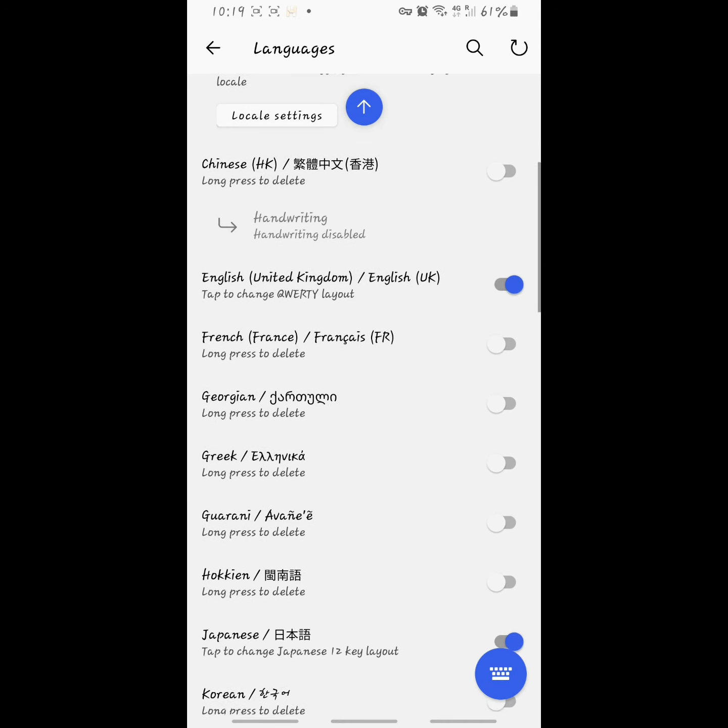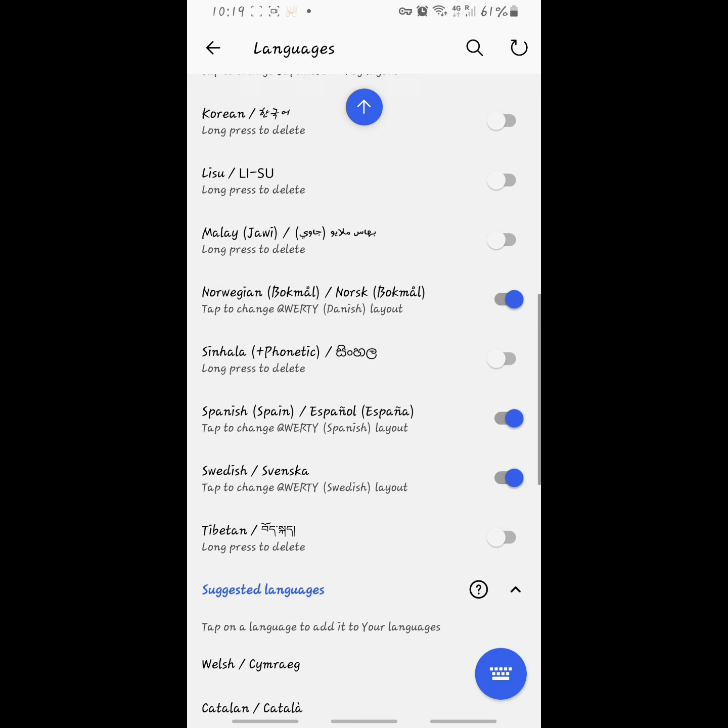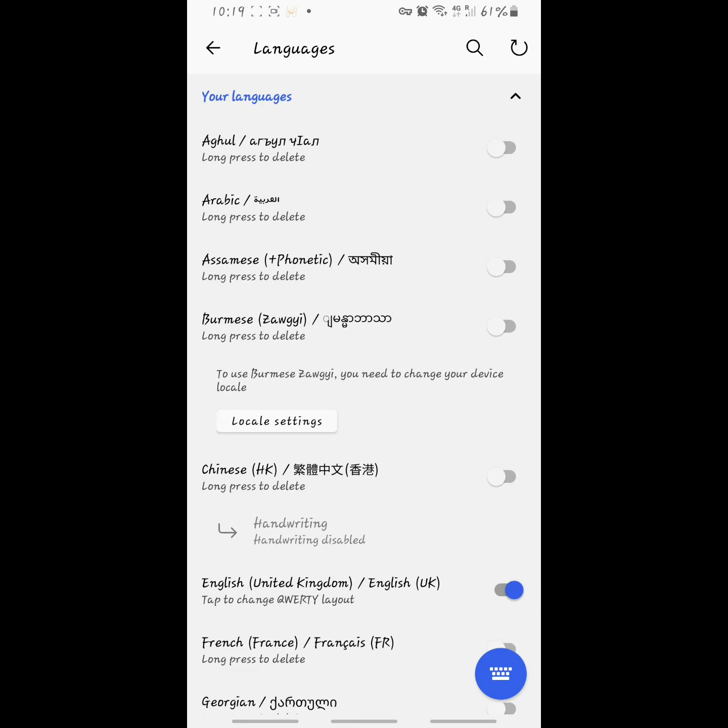I will keep these ones around. The five that are marked, I use regularly because I know those languages.